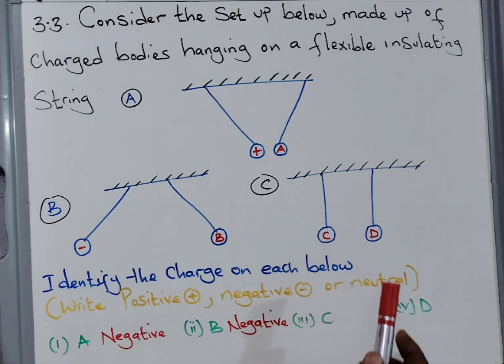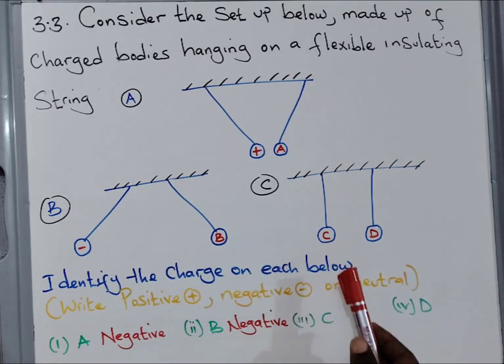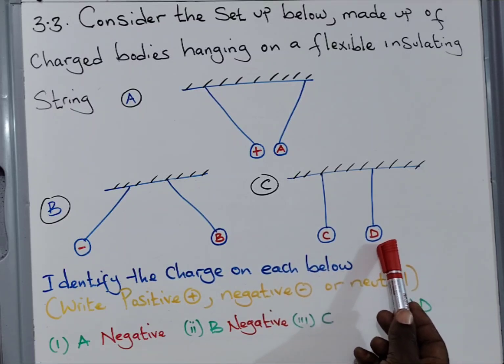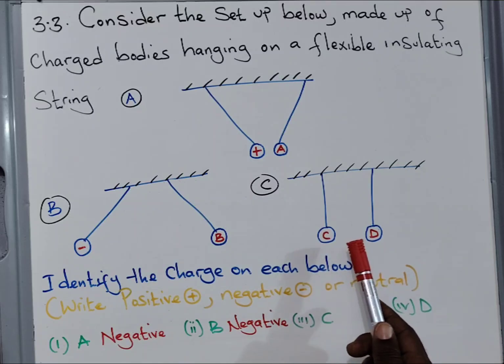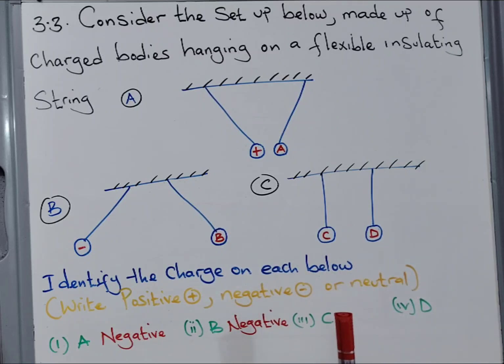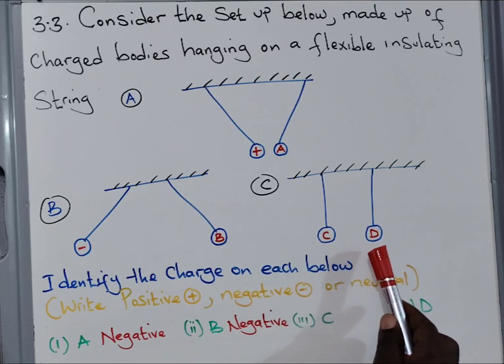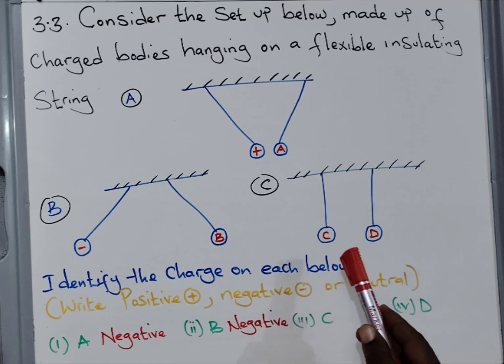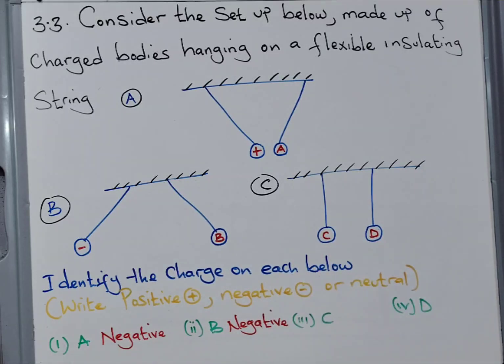Okay, we come to C. C is hanging directly under, and it's like it's not bothered by D. So what can we say about the charges on C and D? It simply means that C and D are neutral. They don't have charge because they seem not to be bothered by the presence of the other. So the answer is neutral for C, and also neutral for D.